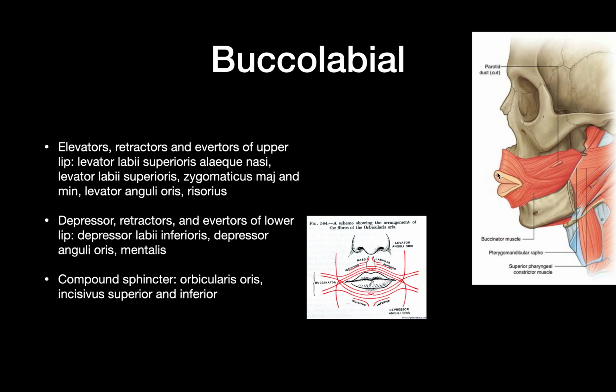Altogether they work as a compound sphincter and form the orbicularis oris and the incisivus superior and inferior. Here's the incisivus superior, inferior. All of these allow us to purse our lips, open our mouth and smile. What to note is that the muscles of the upper lip decussate with the muscles of the lower lip. So the upper lip will go down and go that way, while the lower lip muscles will go up and then that way.